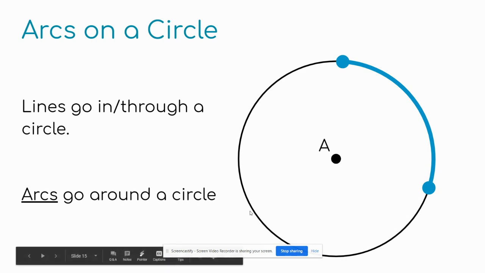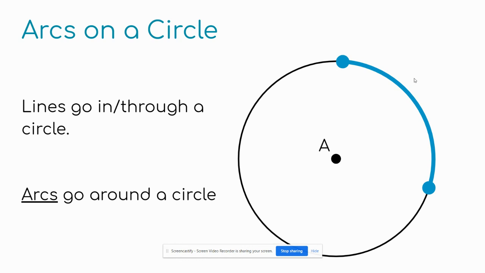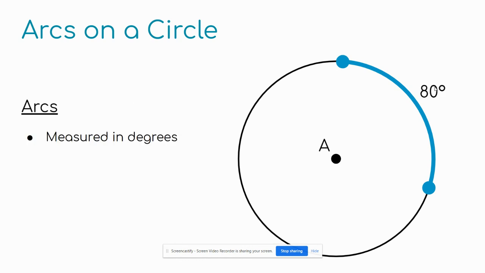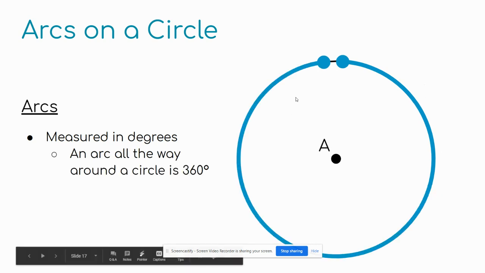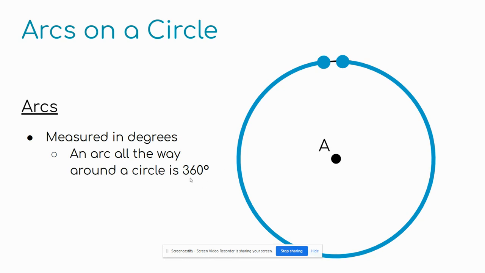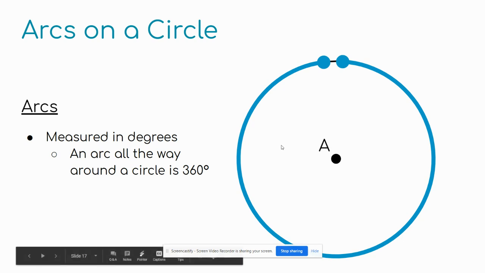So it's going to be somewhere around the outside is called an arc. So they're going to be measured in degrees. You'll remember angles are measured in degrees. Arcs are also going to be measured in degrees. So for example, this blue guy right here, maybe he's 80 degrees. If you were to go all the way around a circle, a full circle is 360 degrees. So that's going to be our new magic number. So from this point all the way around the circle, that would be an arc of 360 degrees.